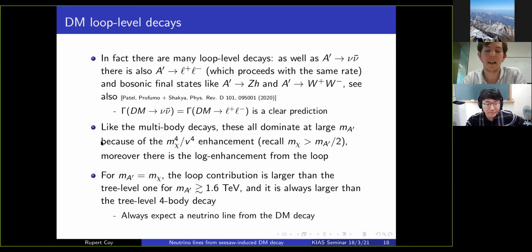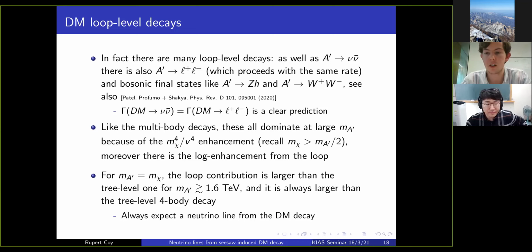And so in particular, if you take the case where MA prime and M chi are the same, then the loop contribution becomes larger than the tree level contribution once A prime is more than about 1.6 TeV. And crucially, for whatever ratio MA prime over M chi, the loop contribution is always larger than the tree level 4-body decay.